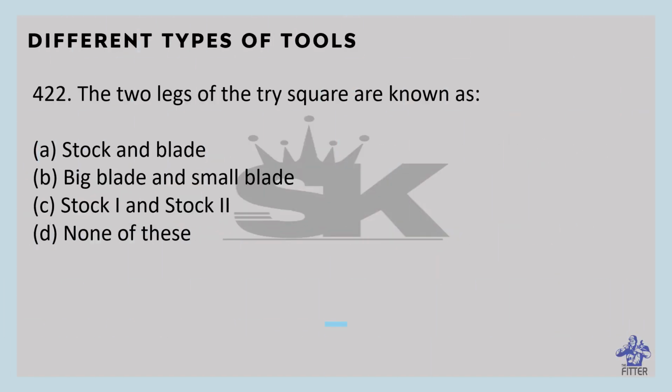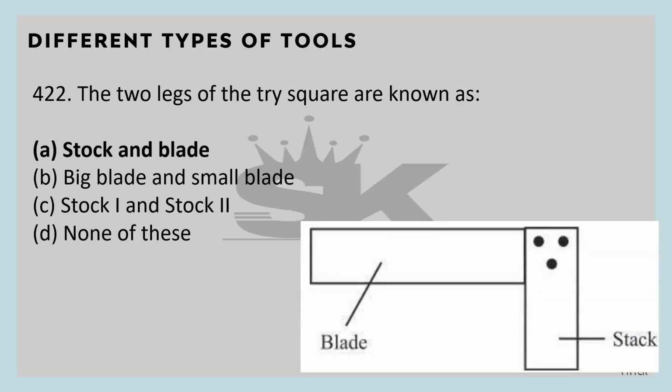The two legs of a tri-square are known as stock and blade. We all know that this is the stock and blade, and these two are set at 90-degree angle, right? At 90-degree angle.